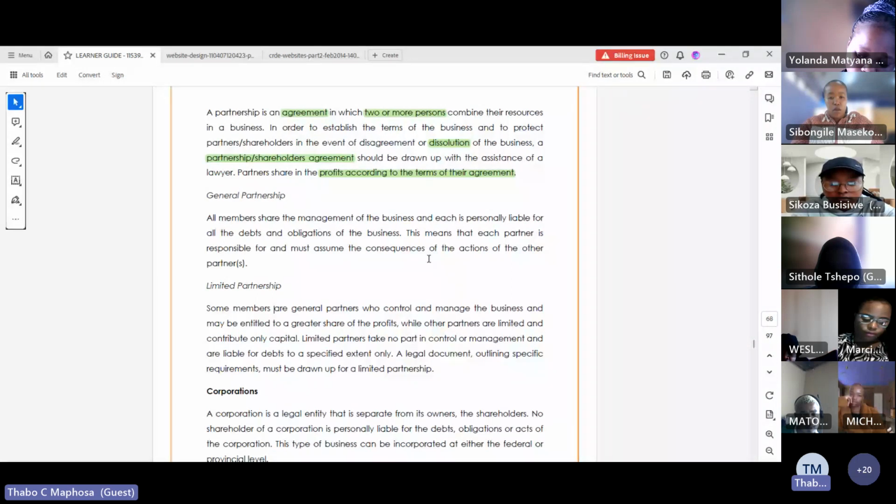So in a general partnership, if one partner messes up in the business and you get sued, for instance, and then you have to pay back, everyone is going to be involved in that. Which means you yourself, even if you did not do anything, you're still liable to pay back whatever.